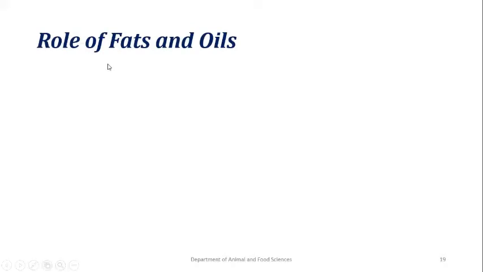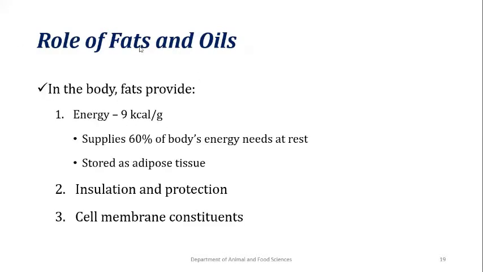And then I'm going to talk with you about the role of fats and oils in the body. As we mentioned earlier, fats and oils are a good source of energy. They can provide 9 kilocalories of energy per 1 gram of fat or oil, and it is one of the primary roles of fats and oils. And apart from that, insulation and protection and cell membrane constituents are roles of fats and oils.